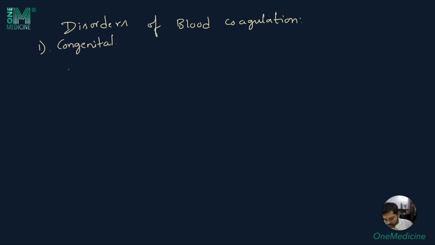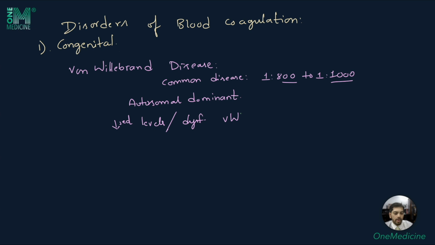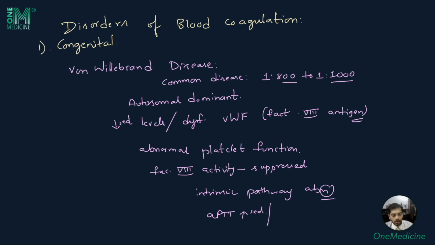The third congenital disorder of blood coagulation is von Willebrand disease. This is a common disease with a relatively higher incidence of 1 in 800 to 1 in 1000 population. It is autosomal dominant and characterized by decreased levels or dysfunctional von Willebrand factor, which is a factor 8 related antigen. This leads to abnormal platelet function. Along with that, the factor 8 levels or factor 8 activity is also slightly suppressed, leading to an intrinsic pathway abnormality. So APTT is expected to be prolonged, and along with that, platelet dysfunction is also present.